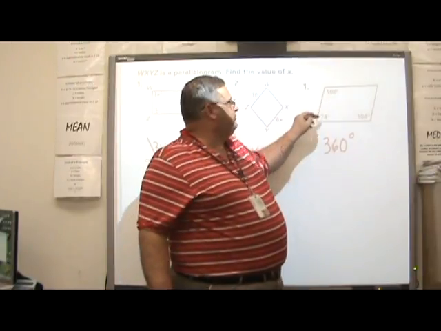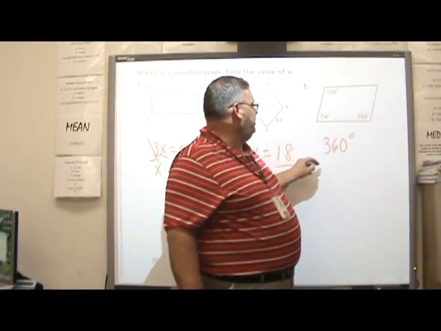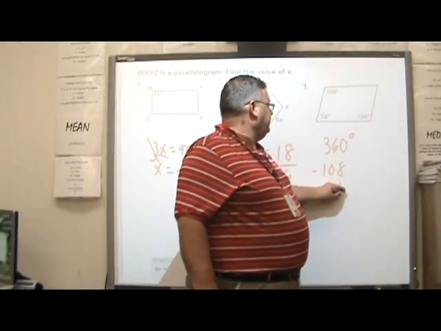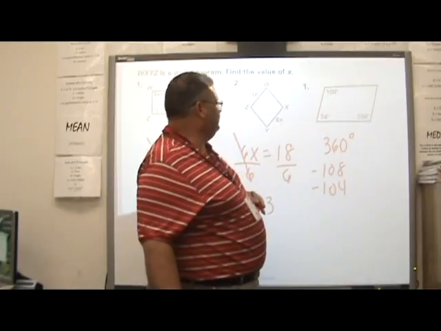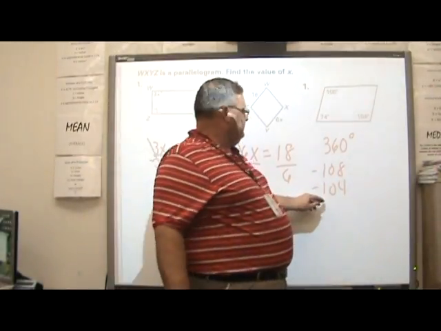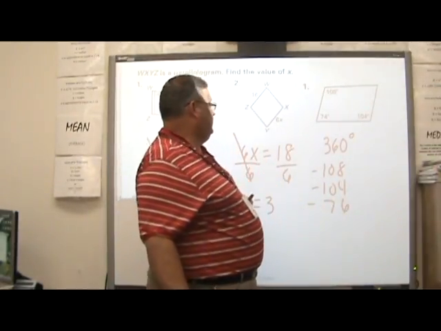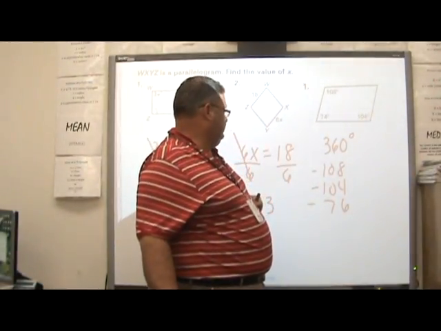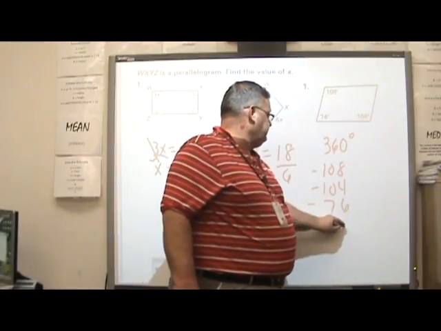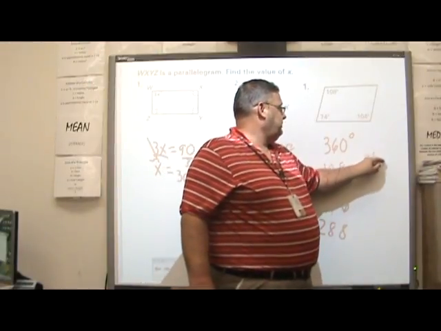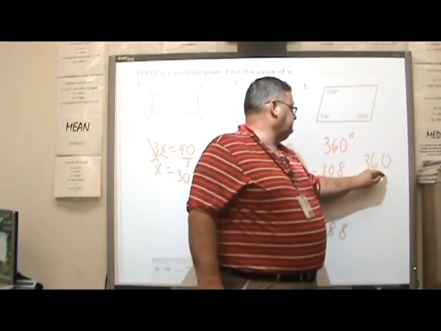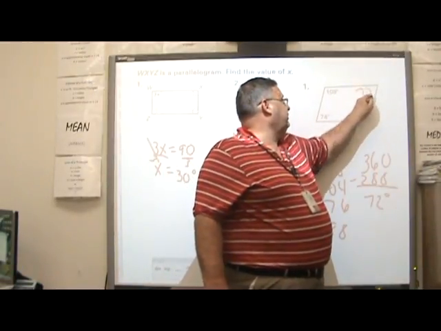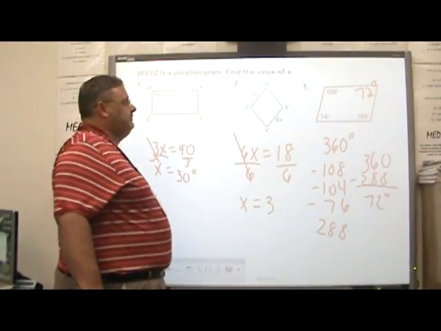So if you took 360 and subtracted all these ones you know, okay, 108, 104, so what is that, 212, right, 12, 18 carry, so what is it, 288. My brain's hurting today. 360 minus 288, so it'd be 72 degrees. So this angle over here would be 72 degrees.